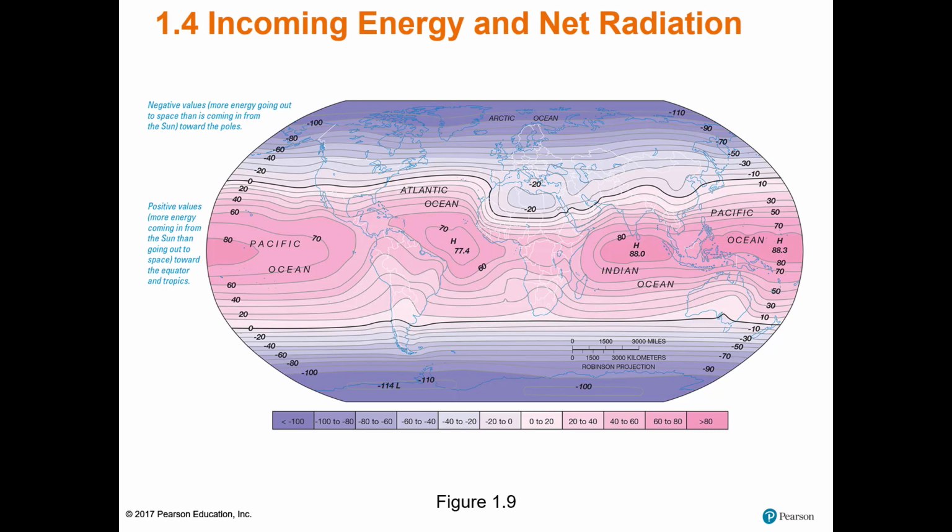So in this map, I hope that you notice that there is a color bar at the bottom, and it corresponds to the colors that you see on the map. So your negative values, or your areas where you're losing energy, are in shades of purple, and your positive values, or your areas of energy gain, are in shades of pink.